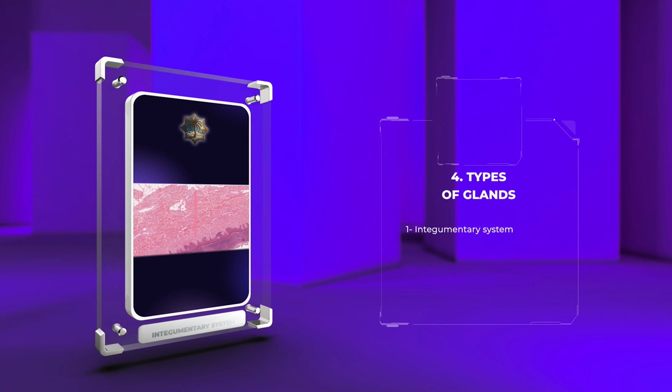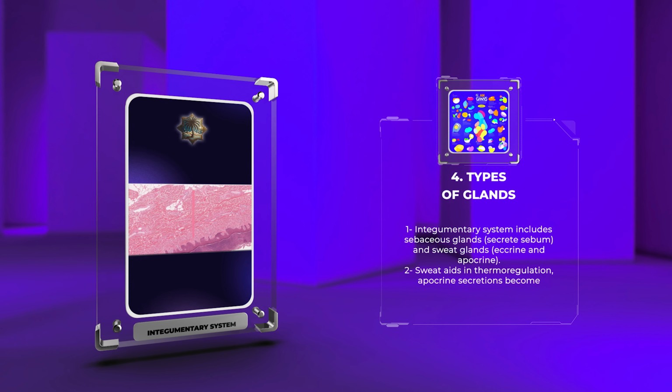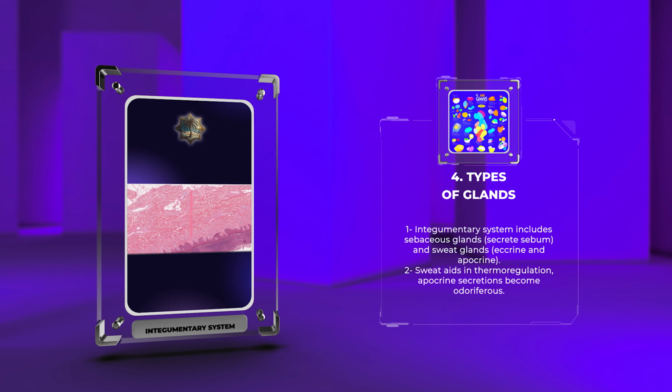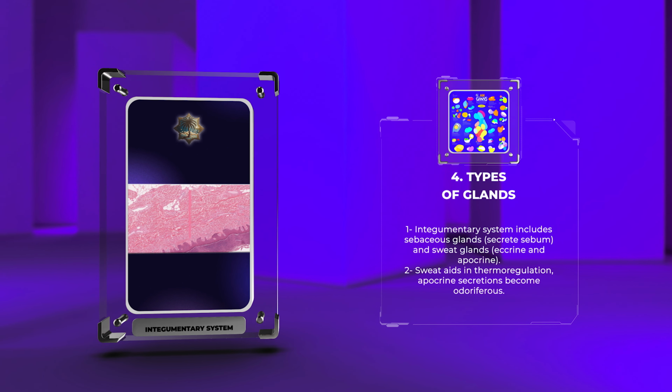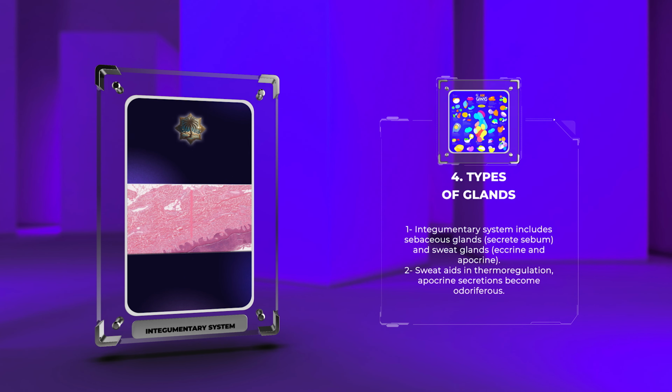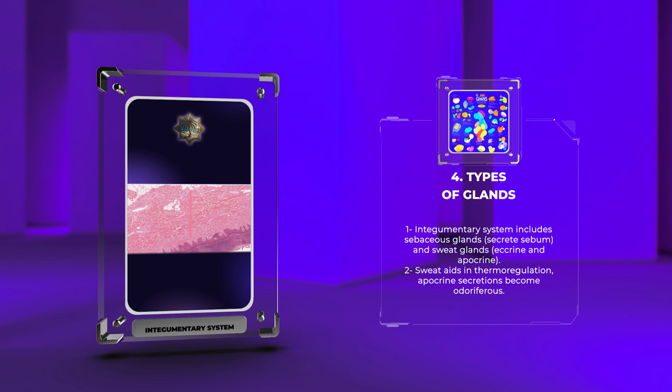The integumentary system includes sebaceous glands, which secrete sebum to lubricate and waterproof the skin, and sweat glands, divided into eccrine, throughout the body, and apocrine, in the armpits and genital region, glands. Sweat aids in thermoregulation, while apocrine secretions become odoriferous upon contact with skin bacteria.